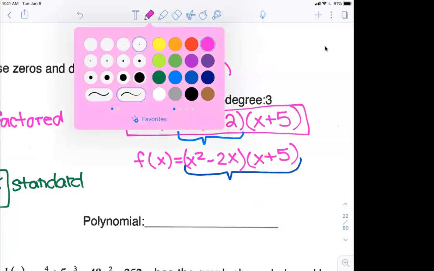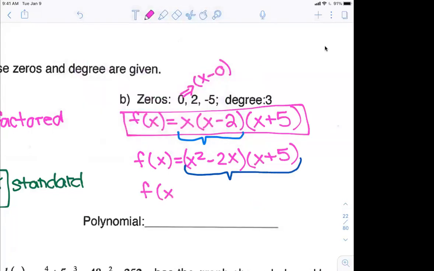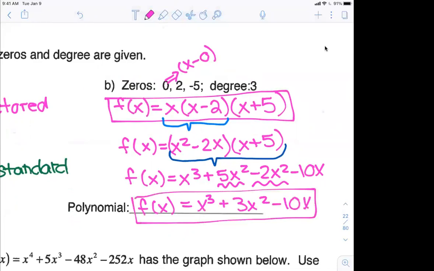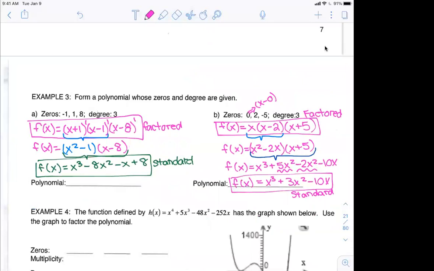And when I do that, I'm going to get x cubed plus 5x squared minus 2x squared minus 10x. So this one does have terms that I can combine. I'm noticing that these are like terms here. So my answer would be f of x equals x cubed plus 3x squared minus 10x. Again, that would be the standard form. So if it specifies, you need to multiply it out. If not, that factored form will work, because they mean the same thing.